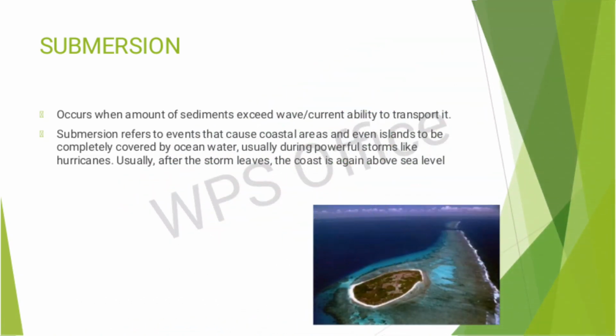Submersion occurs when the amount of sediment exceeds the waves' and currents' ability to transport it. Submersion refers to the event that causes coastal areas and even islands to be completely covered by ocean water, usually during powerful storms like hurricanes. Usually after the storm leaves, the coast is again above sea level.